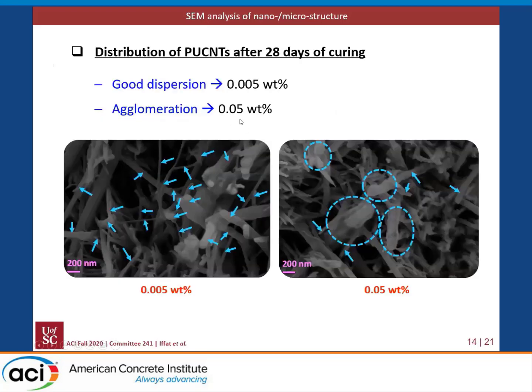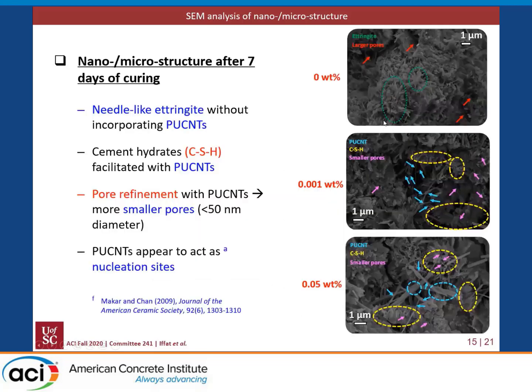So this is the nanomicrostructure after 28 days of curing, where similarly we can see for 0.005% uniform dispersion, and for 0.05% some CNT agglomerates were located. But this concentration, 0.05%, gave some enhancement compared to the control sample. That's why we observed the microscope in more detail.